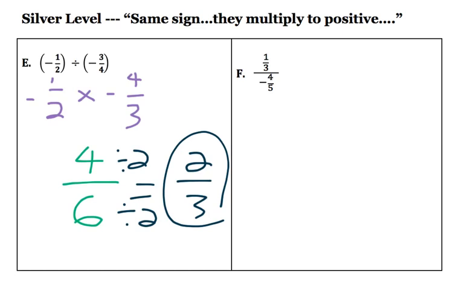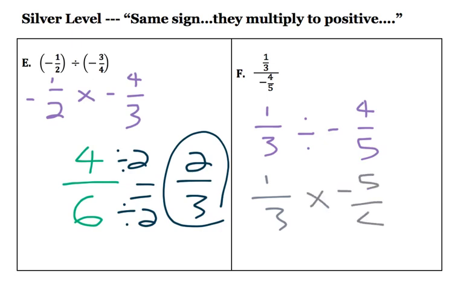Same idea with F. Again, this is just written a little funkily. We got 1/3, and then that huge fraction bar is division, so divide it by -4/5. Then, channeling your inner vicuña, we're going to keep, change, flip. This time, I know my answer is actually going to be negative because the signs are different. 1/3 is positive, -5/4 is negative. So I'm going to put the negative sign, and then I got 1 times 5 is 5, 3 times 4 is 12. So when you divide these two fractions, you get -5/12.